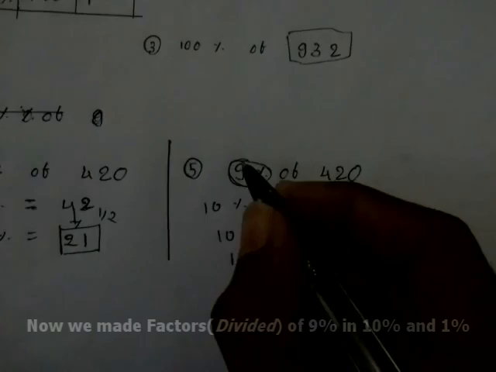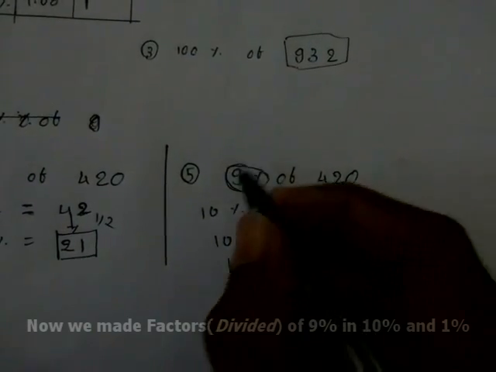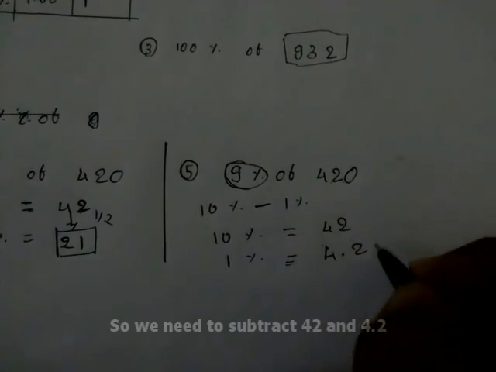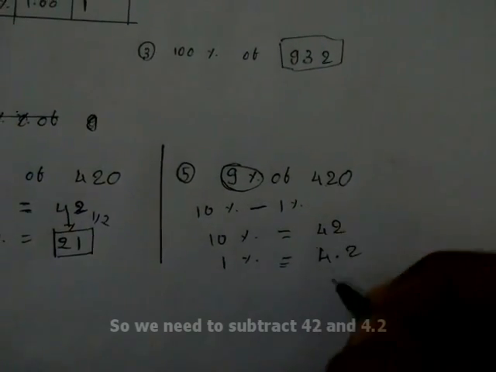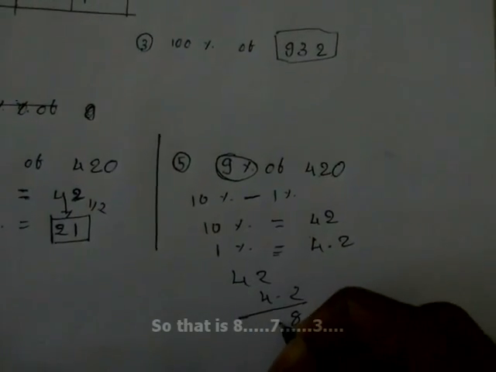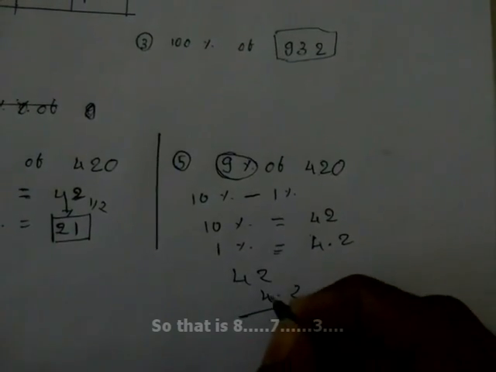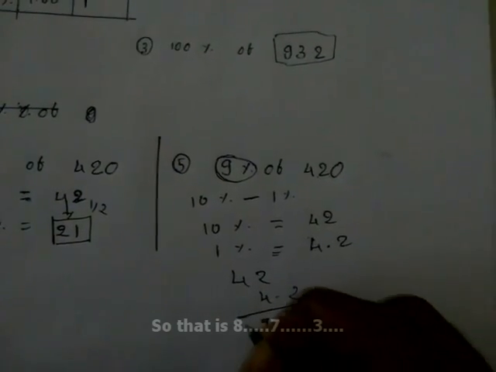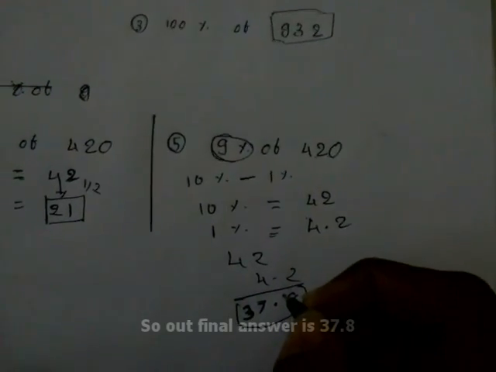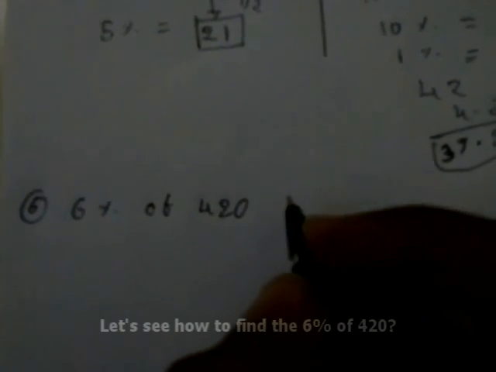It will be 4.2. Now we divided 9% into 10% minus 1%, so now we need to subtract 4.2 from 42, so that is 37.8. So our final answer is 37.8.